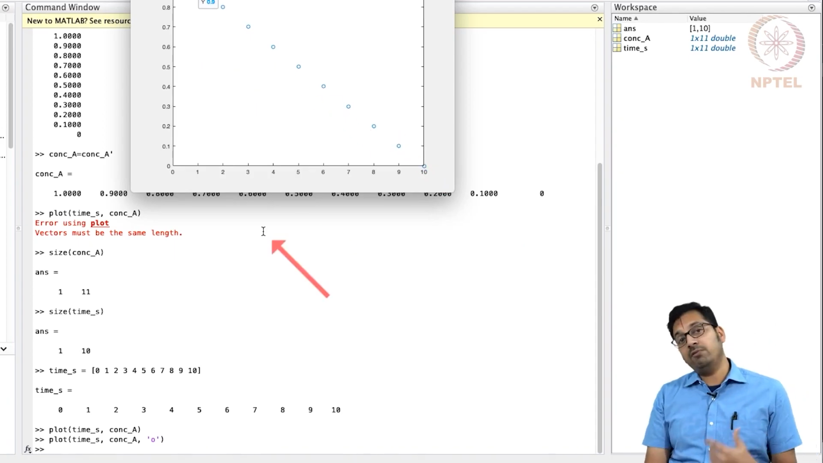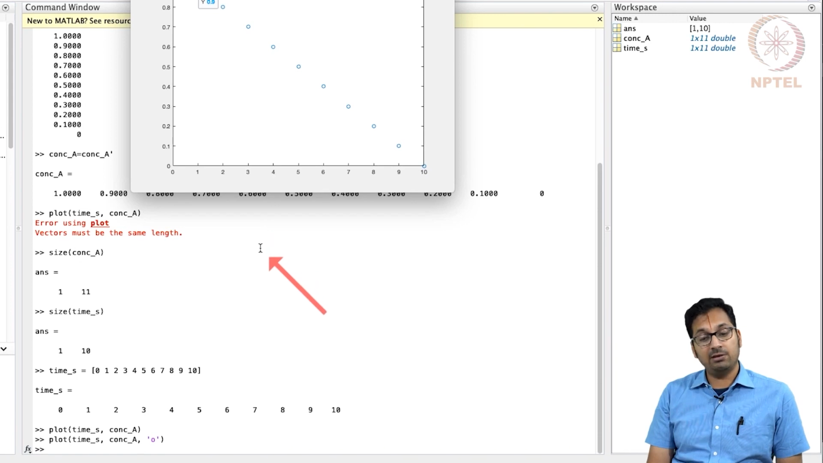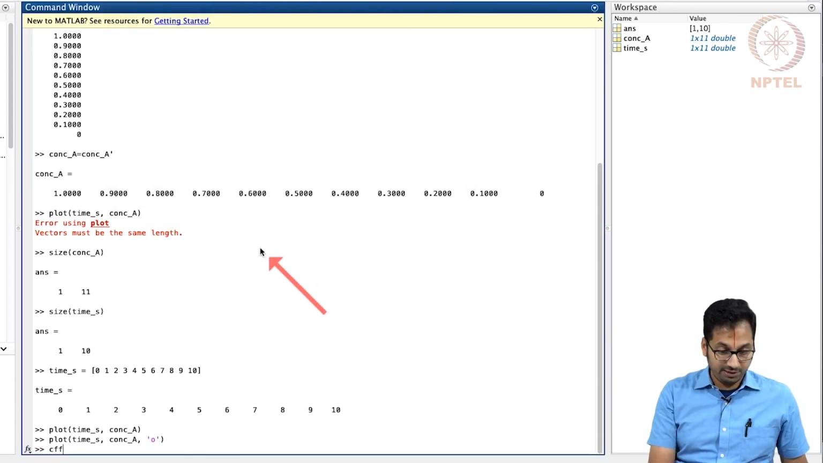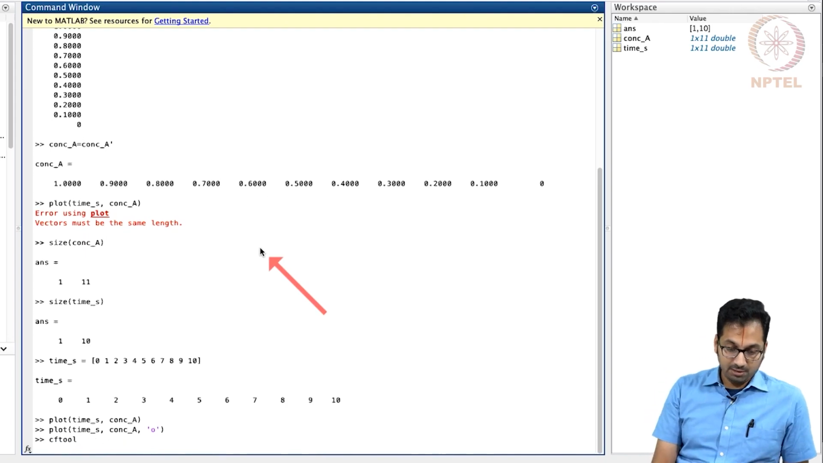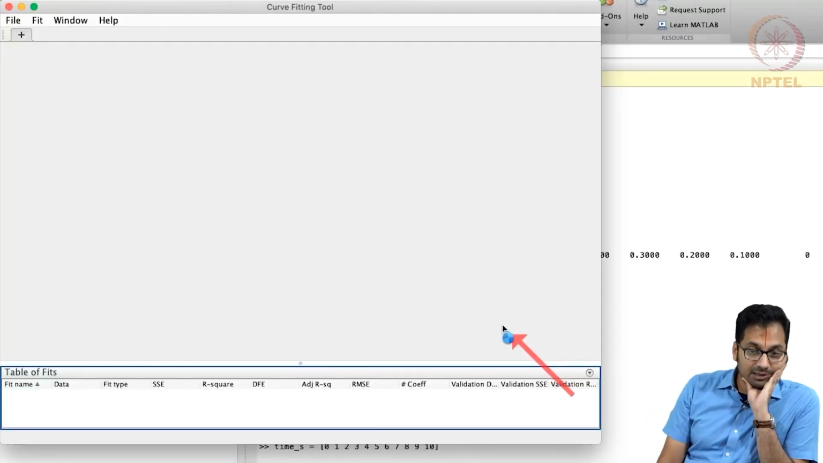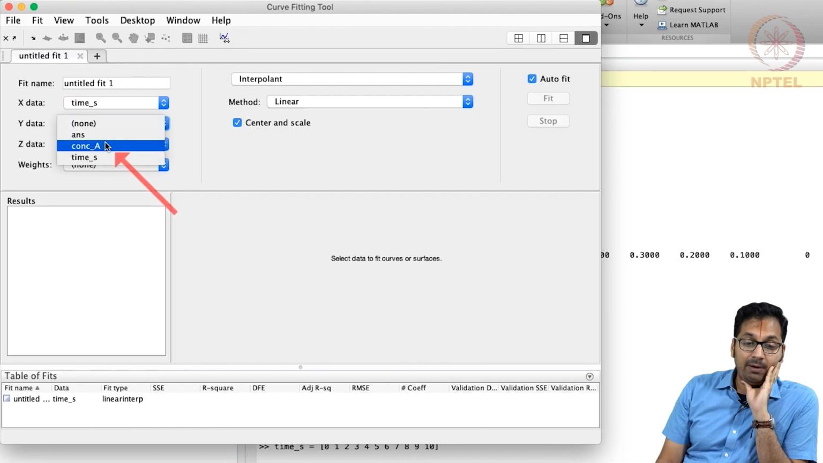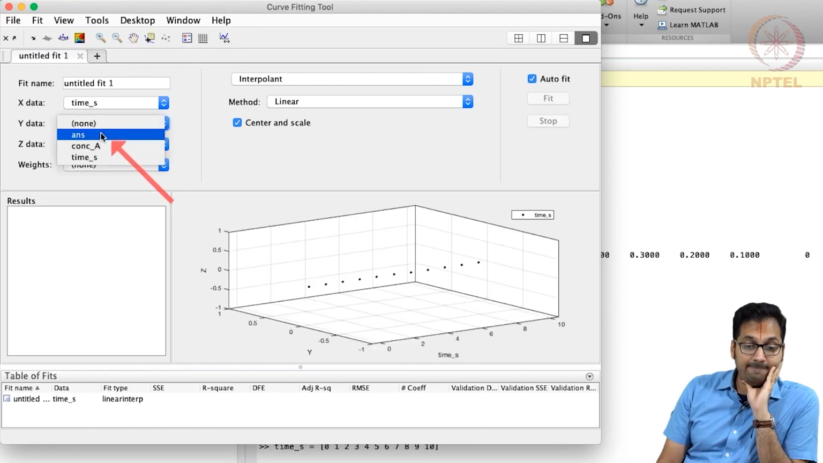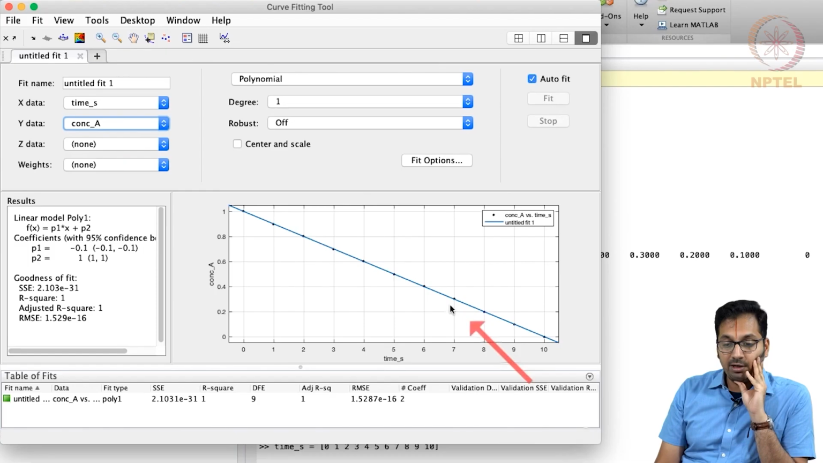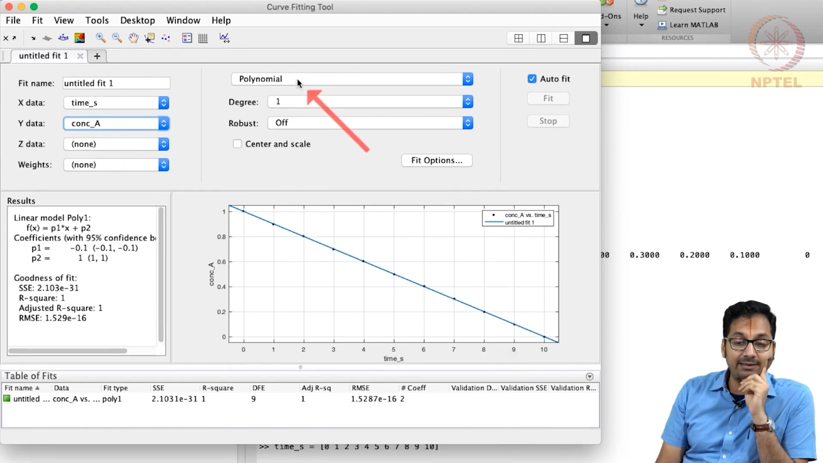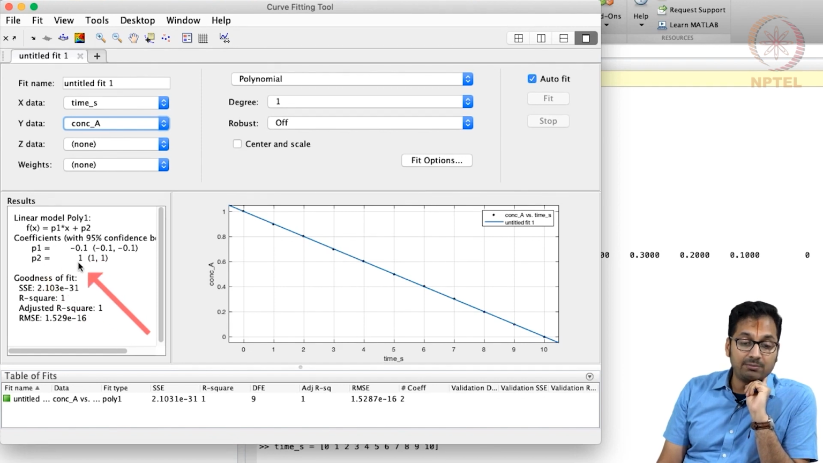The same way we ended up fitting in Excel, you can use a tool called the curve fitting tool. If you call this module of the curve fitting tool, it's going to come up with a dialog box that looks like this, where you can say my x-axis is time, while my y-axis is concentration of A. Then even before we say anything, it fitted it to a polynomial, p1 times x plus p2, where p1 is the slope that comes as minus 0.1 and the intercept comes as 1.